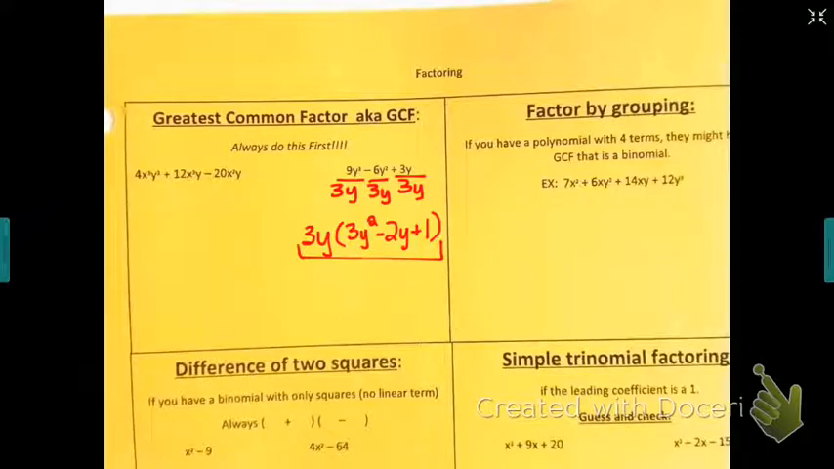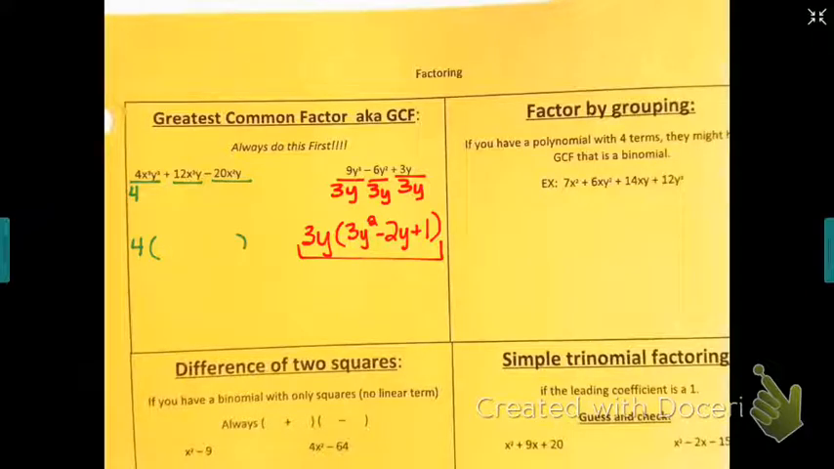Alright, let's look at the first one. It just has more stuff, so I wanted to do that second one first. Okay, so we've got a 4, a 12, and a 20. What number goes into all three of those? 4. A 2 will go into it, but I want something as big as possible, so I'm going to pick a 4.